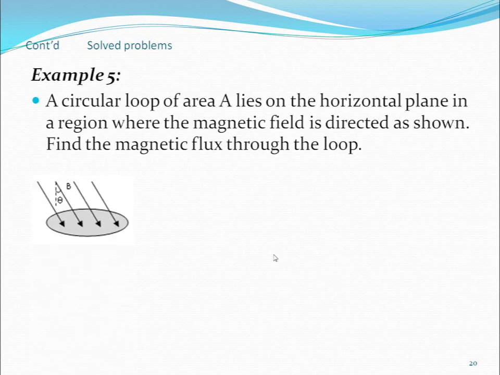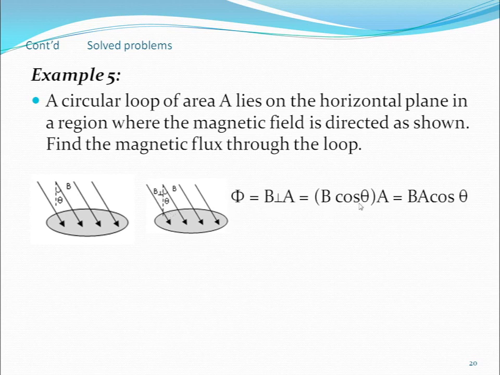Let's look at another example: a circular loop of area A lies on a horizontal plane in a region where the magnetic field is directed as shown. Now the magnetic field is at an angle and the area is placed on the horizontal surface. B makes angle theta, it is this angle that is given, so what is B perpendicular? The B perpendicular will be B cos theta, as we did in the previous example.